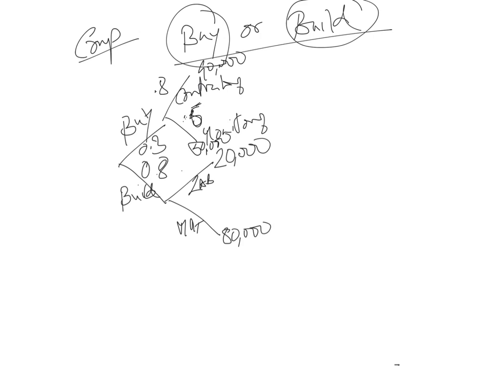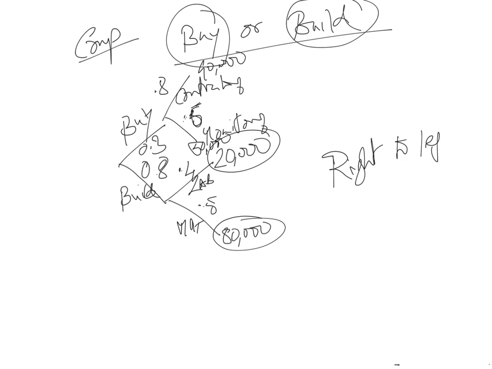Now on the build side, the probability that you're going to get labor right on time might be just 40%, and getting material on time might just be 50%. Your material costs are 80,000, your labor costs are 20,000. So you build the decision tree left to right and you calculate right to left.